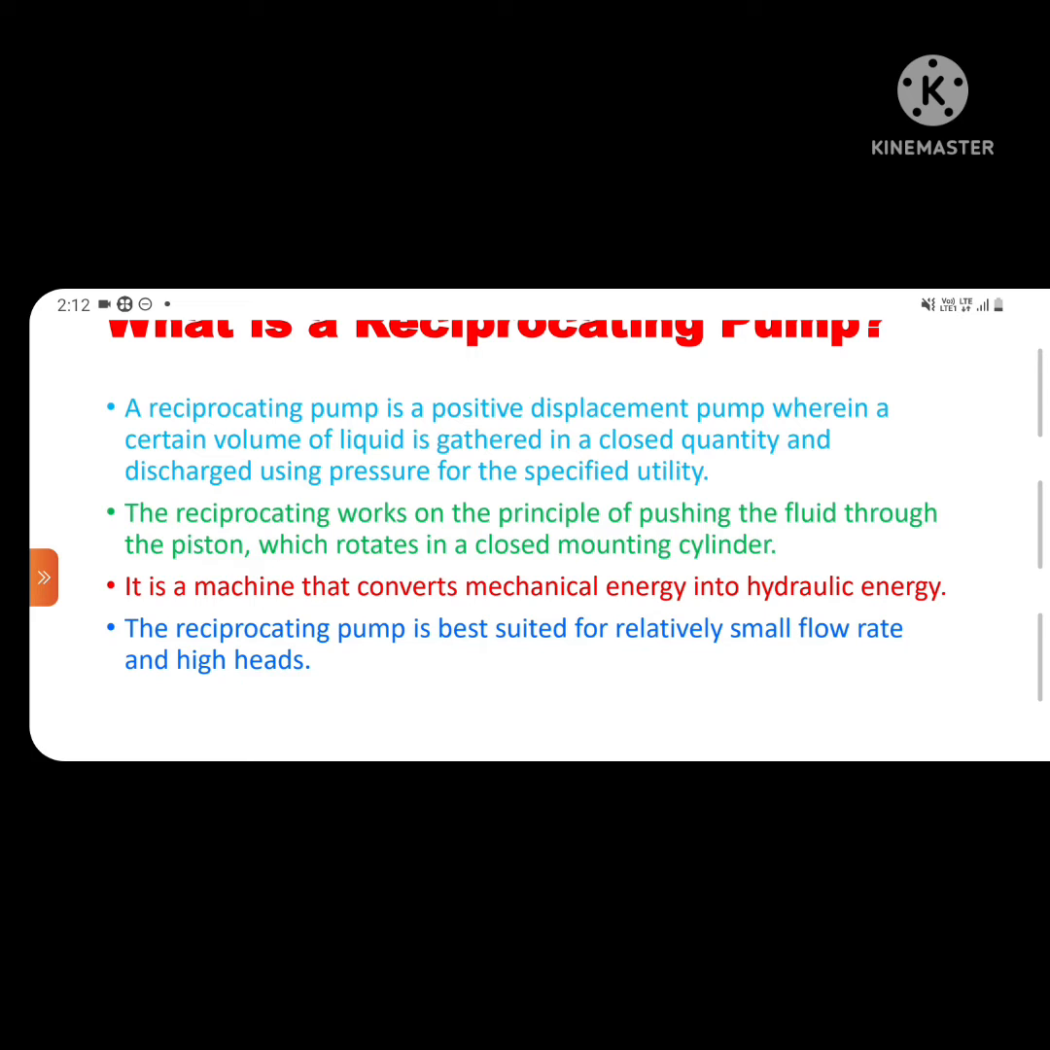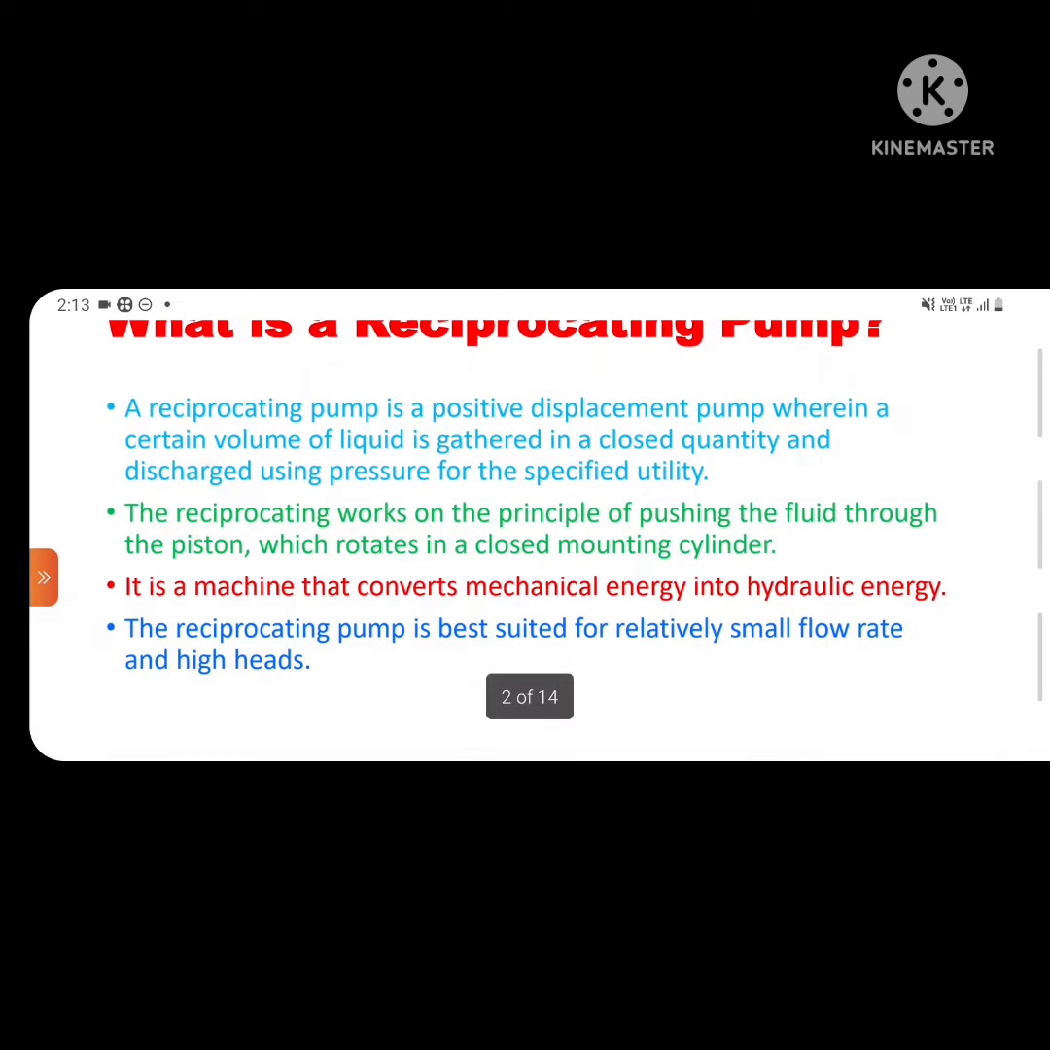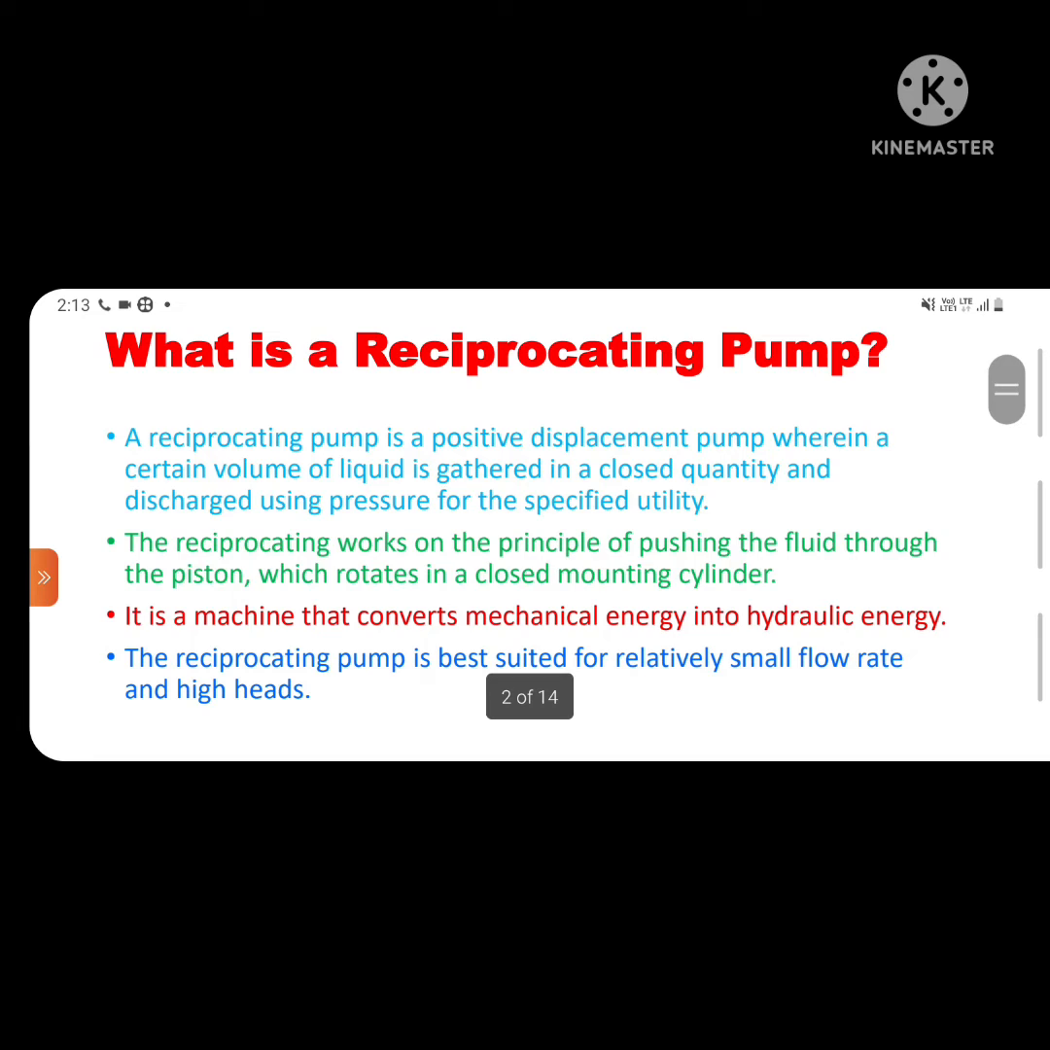Reciprocating pump is best suited for relatively small flow rate and high heads. Actually, the rate of flow, as compared to a centrifugal pump, is very less in case of reciprocating pump.